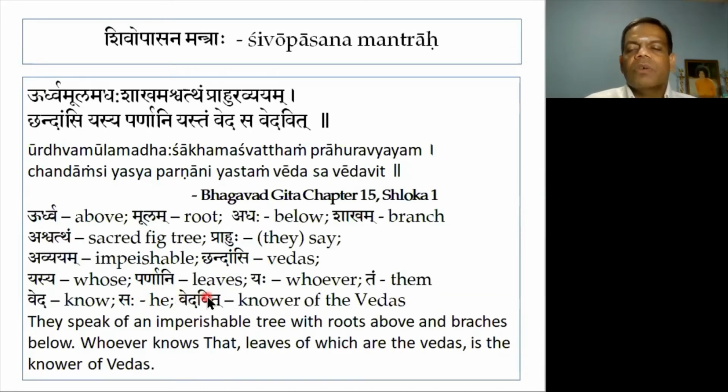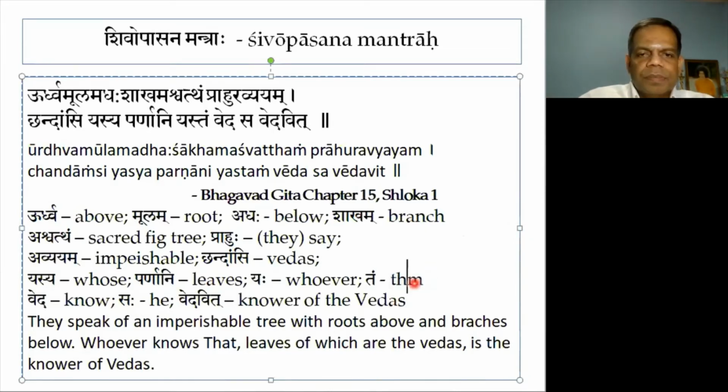Parnani, leaves. So Yasya Parnani means whosoever leaves. Parna means leaf. Parnani is plural, leaves. Yaha is whoever. Veda. Saha, he, is Vedavit.